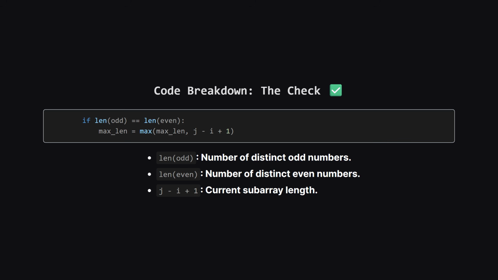Finally, after adding the new number, we check our condition. We ask, is the number of keys in our odd dictionary equal to the number of keys in our even dictionary? If they are equal, it means our current subarray is balanced. We then calculate the length of this subarray by taking j minus i plus 1, and we update maxLen if this new length is bigger than what we've seen before.